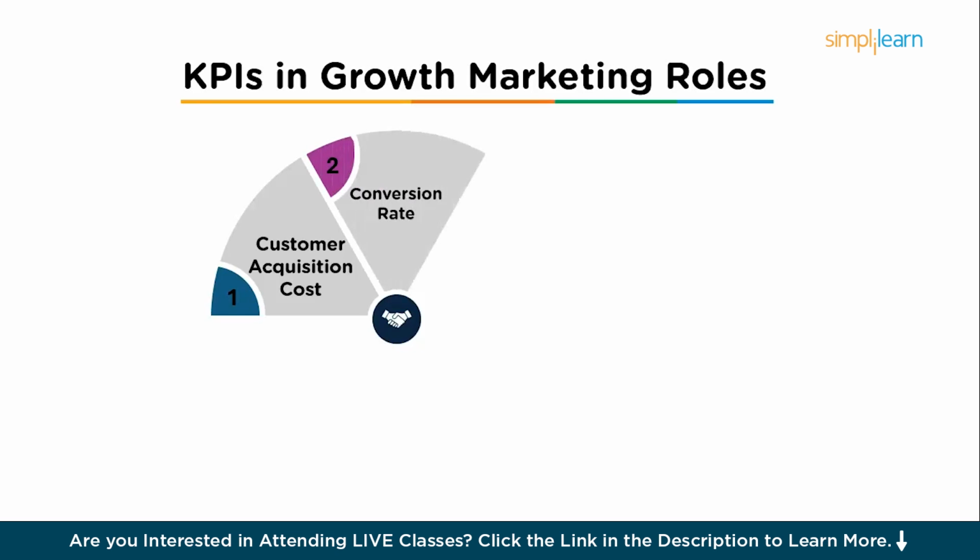The second is conversion rate. The percentage of website visitors or leads who complete a desired action, monitored at various funnel stages. Increasing conversion rate means improving the effectiveness of marketing messaging and UX. Then comes activation rate. Percentage of new users who reach a predefined milestone that indicates they are engaged and realize the product's value. A higher activation rate means better onboarding and user experience.